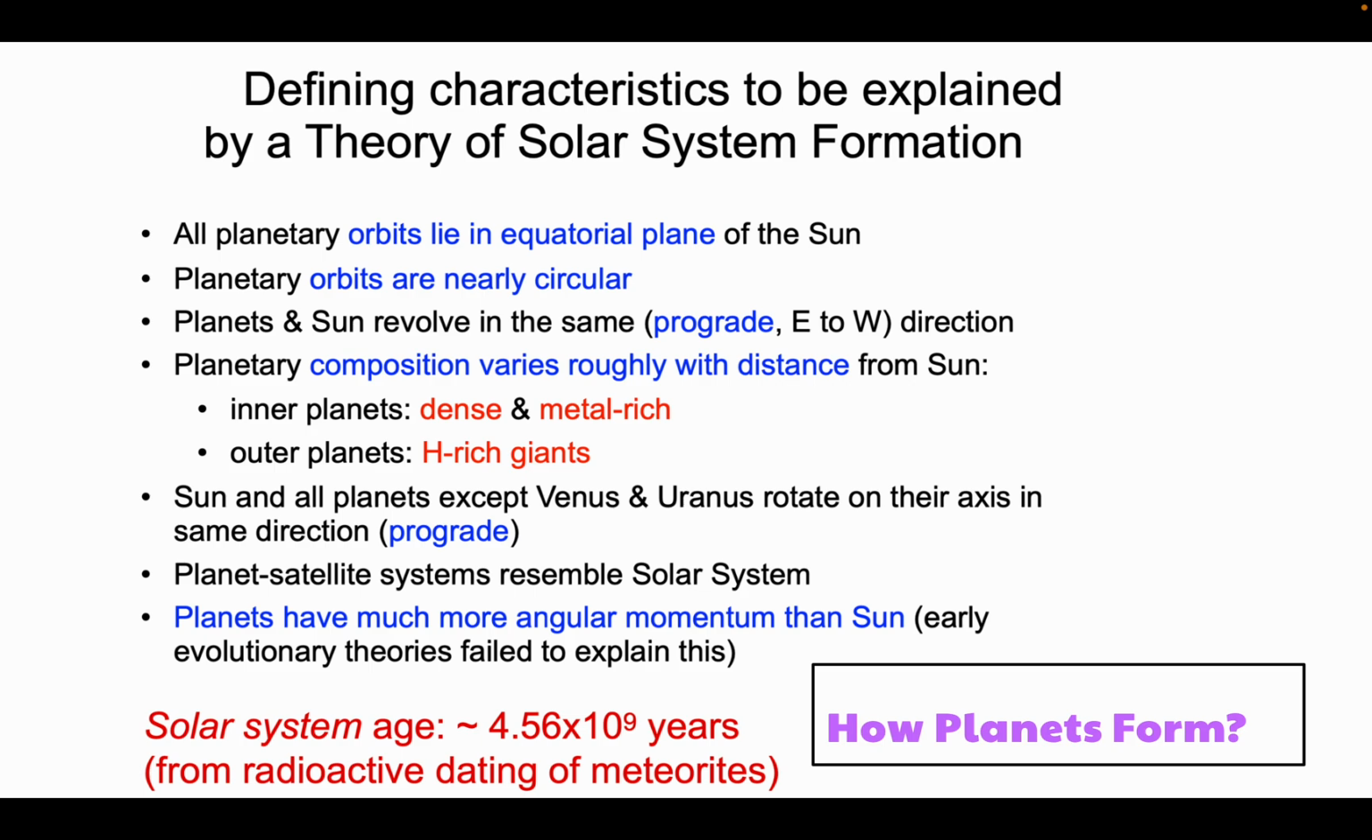All the planetary orbits lie in the equatorial plane of the Sun. Planetary orbits are observed to be nearly circular. Planets in the solar system revolve in the same direction, which is called prograde, west to east. Planetary composition varies roughly with distance from the Sun. That is, the inner planets are more dense and metal rich and the outer planets are hydrogen rich.